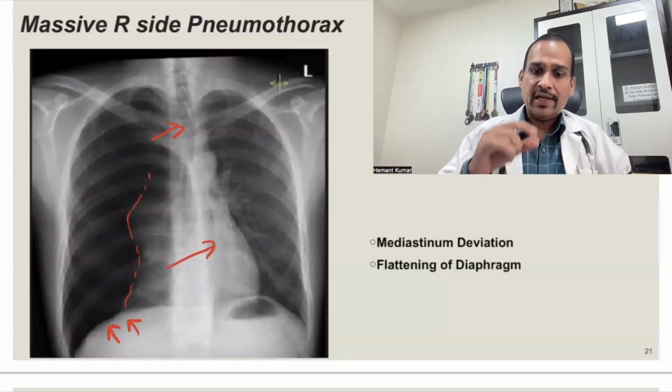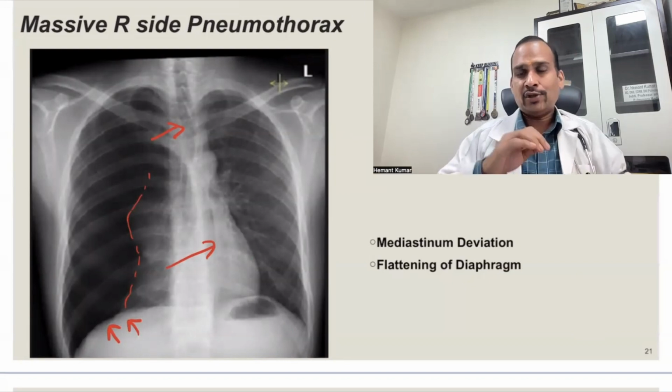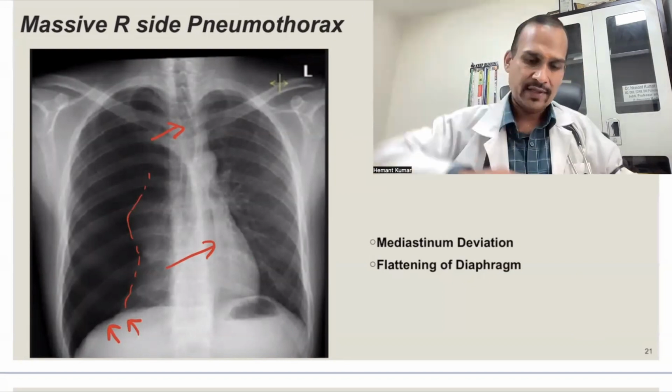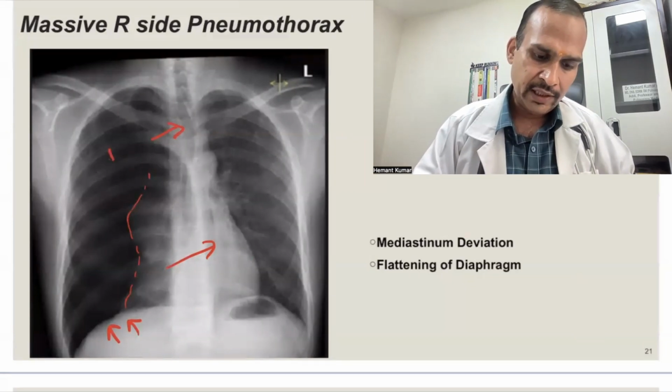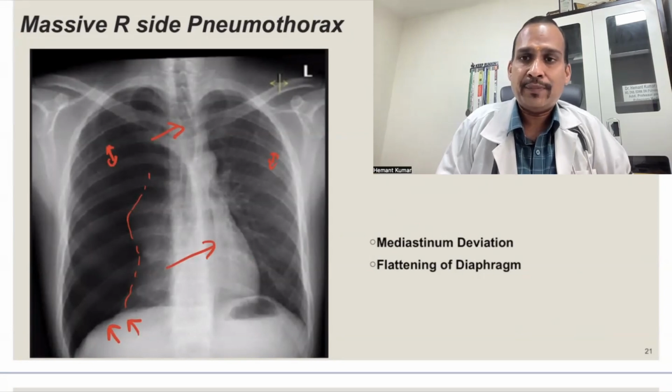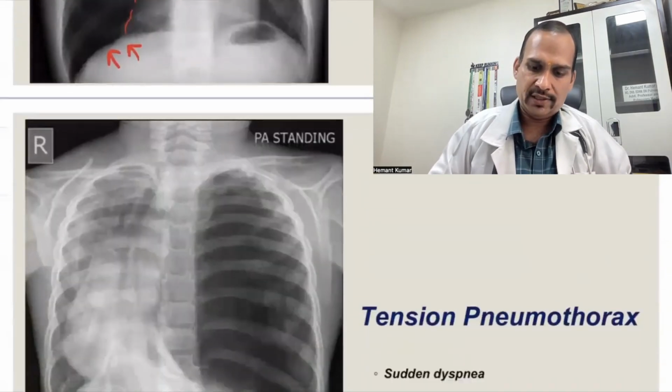Another thing is the intercostal space. Because of pneumothorax, there is expansion of the right hemithorax. So this intercostal space is also widened as compared to the left side. So these are the features of massive pneumothorax.